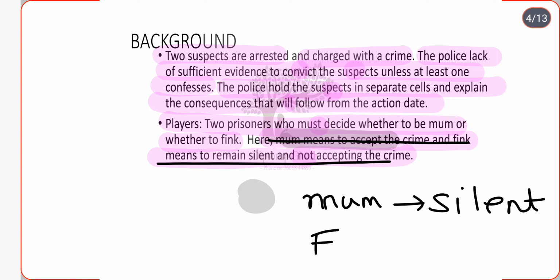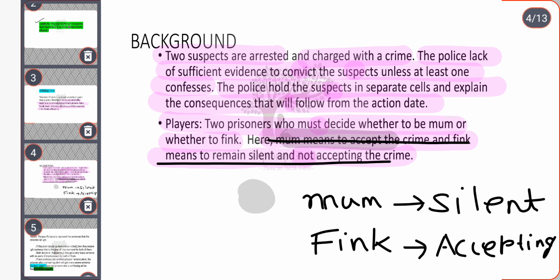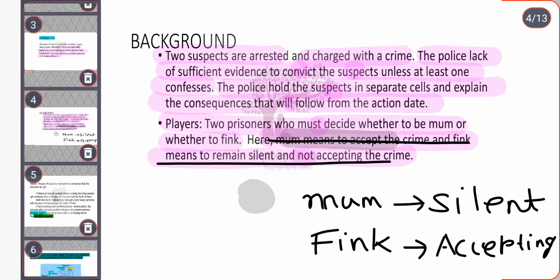and think means accepting and confessing that the crime has been committed. Okay, so this was our background for the prisoner's dilemma game.